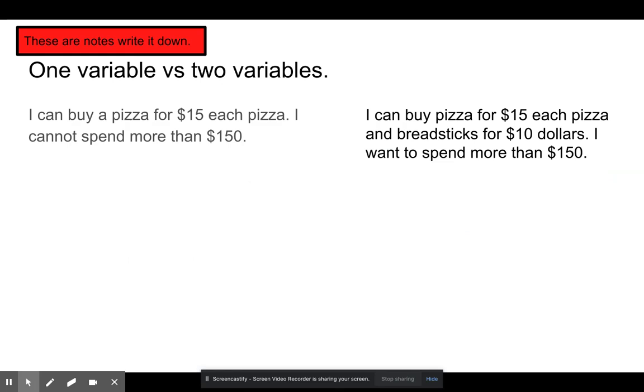These are notes. We have one variable versus two variables today. The problem on the left says I can buy a pizza for $15 each pizza. I cannot spend more than $150. This is one variable because we're only messing with the pizza. We're only talking about the amount of pizza changing. So we know that our variable we'll call x will be pizza.